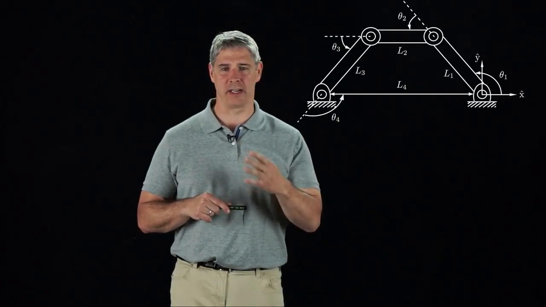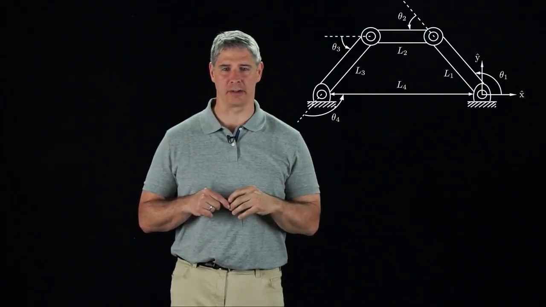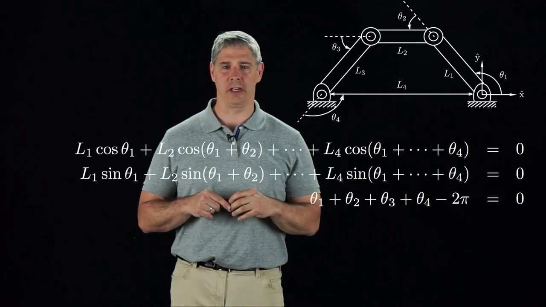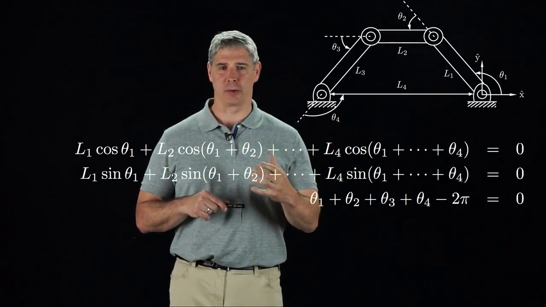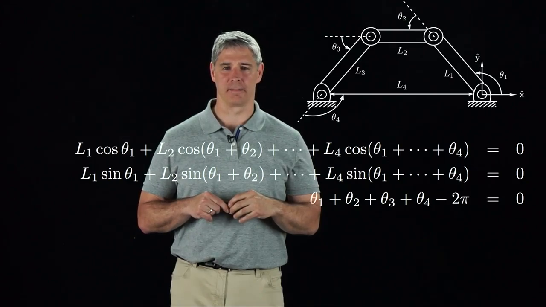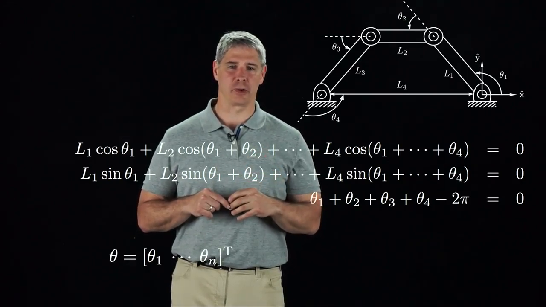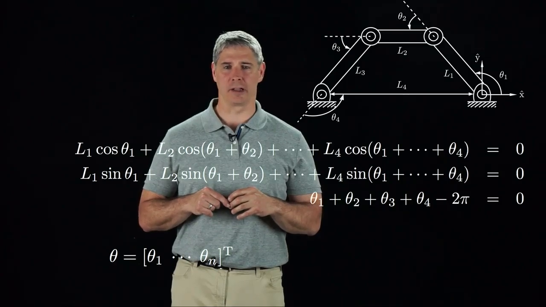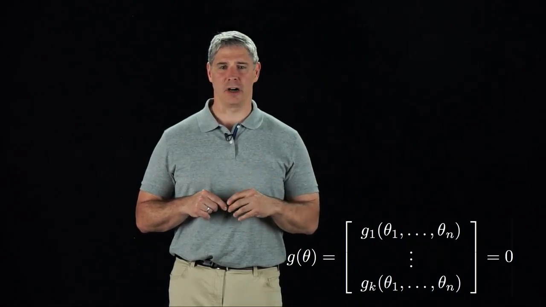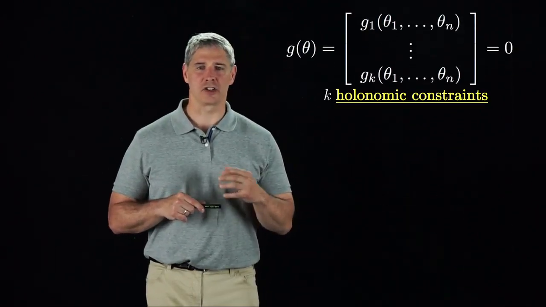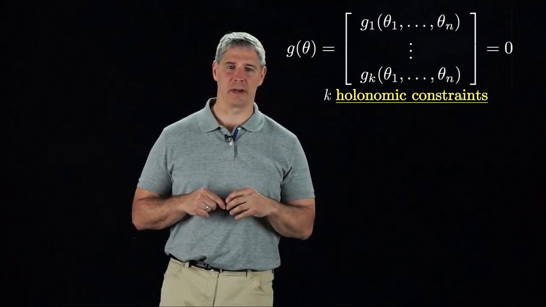view the C-space as a one-dimensional space embedded in the 4-dimensional space of joint angles, defined by the 3 loop closure equations that say the final position and orientation after going around the loop must be equal to the initial position and orientation. If we define the vector of joint angles theta, we can rewrite the loop closure equations in this vector form. These constraints are called holonomic constraints, constraints that reduce the dimension of the C-space.